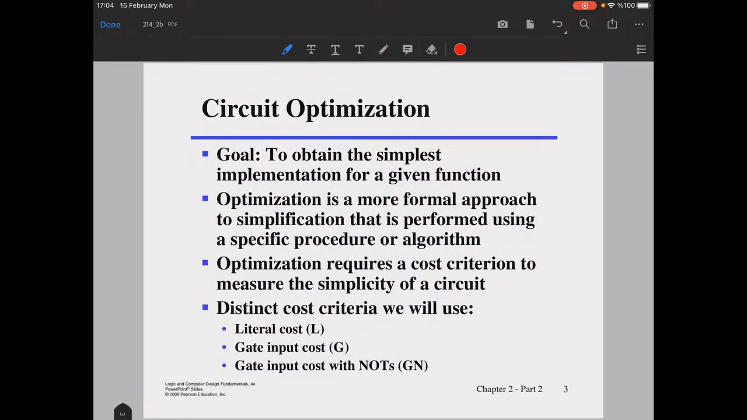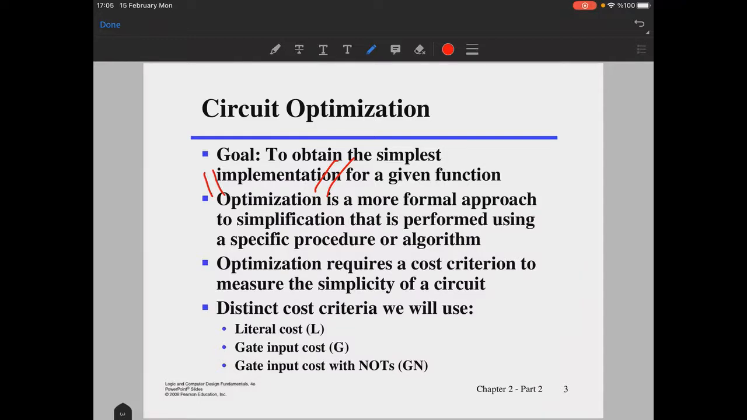Why are we doing circuit optimization? Our main goal is to obtain the simplest implementation for a given function. That's it, because it's much more efficient engineering-wise. And optimization is a more formal approach to simplification because you need to use a specific procedure. Because we're trying to reach the optimum, which is something very challenging, right? Optimum means it is the best or best cost circuit, lowest cost circuit, or something like this. That's why.